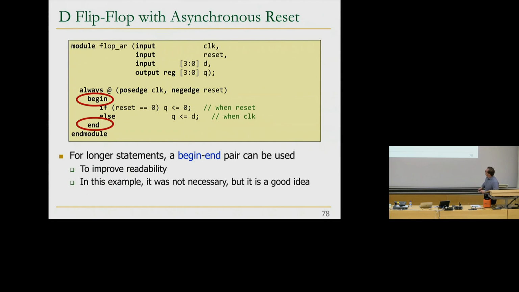Okay, for longer statements, this is another thing that I will introduce. A begin and end pair can be used. You don't need it in this case, because if and else is enough, and you know that's the whole thing that's executed. But if you have a long statement, begin and end is useful. In general, it's good to have begin and end statements to demarcate the beginning and end of the always blocks.